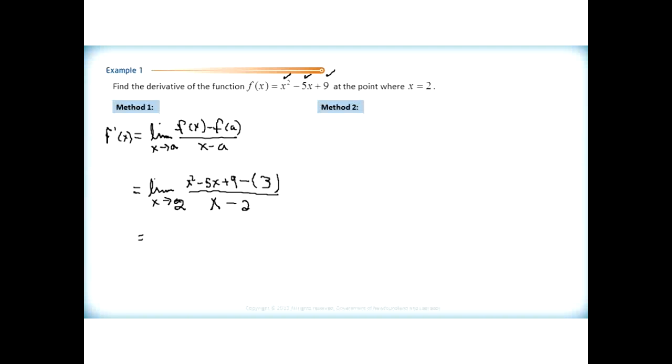So now we have the limit as x approaches 2 of x squared minus 5x minus 6 all over x minus 2. And if we try to fill in for direct substitution of our limit here, we'll find that we get a 0 over 0, which is one of our indeterminate forms. So what we do instead is we factor the numerator using one of our limit strategies that we've learned previously. And that factors to give us x minus 6 times x plus 1.